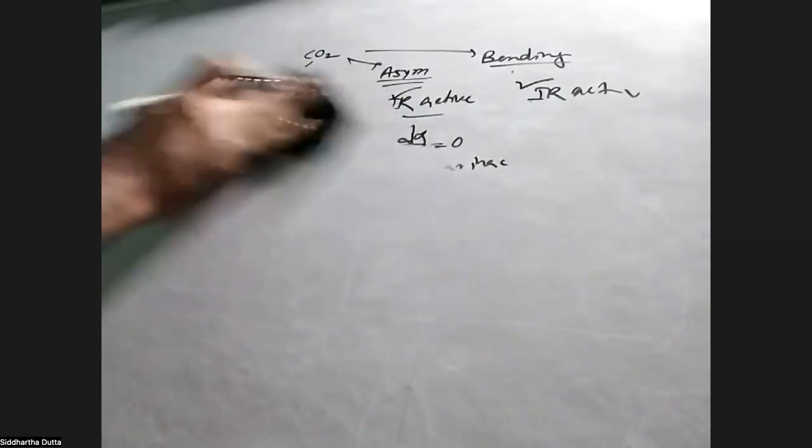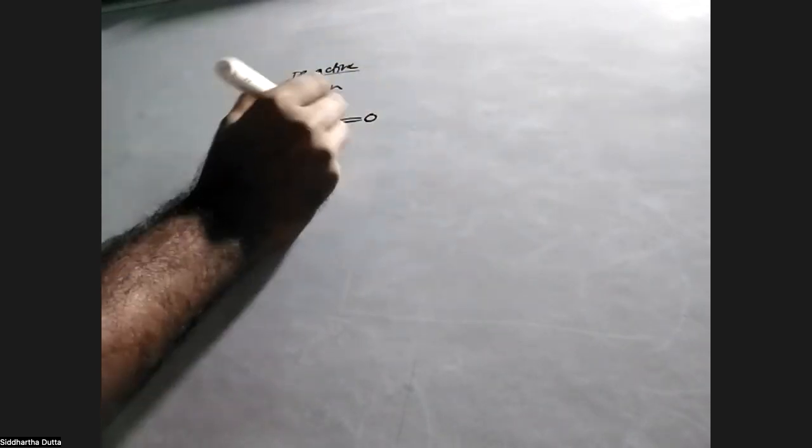So from this rule of mutual exclusion principle, if we see a molecule which has higher active vibrations that are Raman inactive for all the vibrations and vice versa, then we can say that the molecule possesses a center of symmetry, and we can draw the skeleton of the molecule, like we can draw CO2 like this.